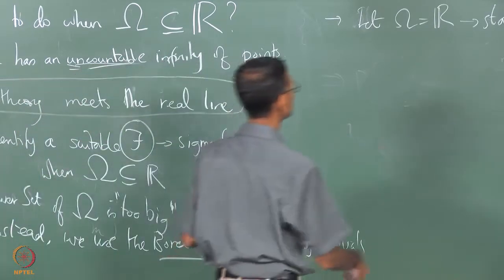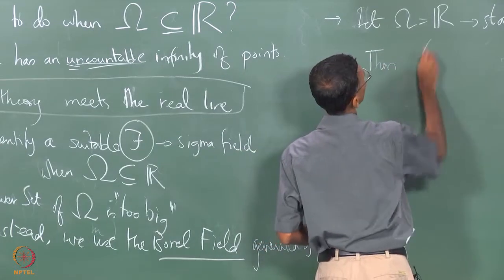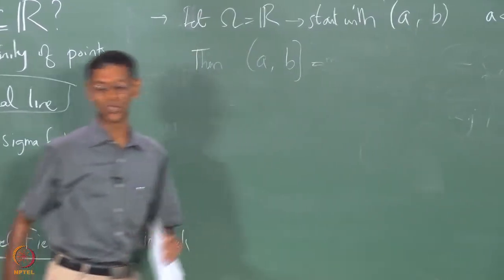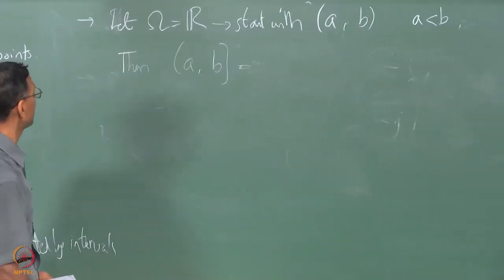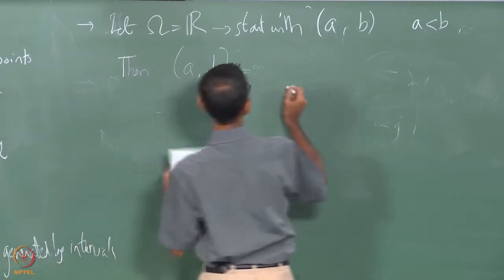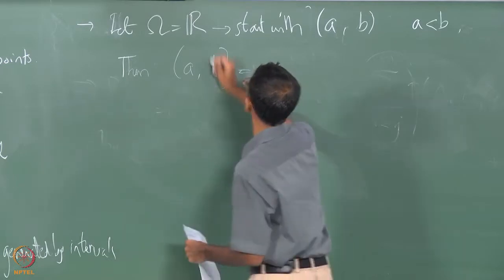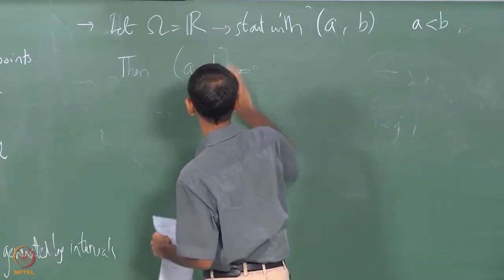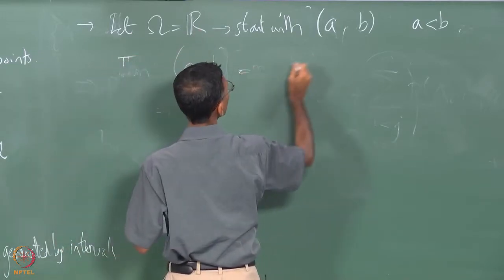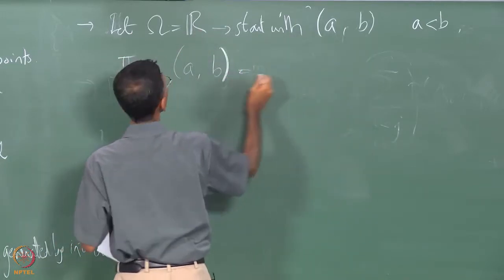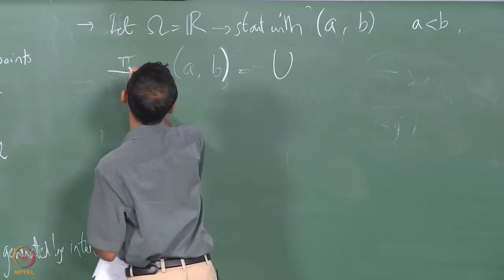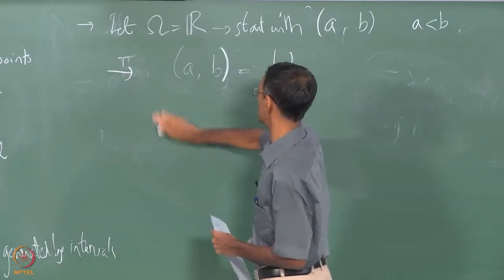Let me write a couple of things here. This is an interval which includes neither a nor b. If I want to generate an open interval from a closed interval, I can do things like this. There's no "then" here, I will erase the "then".